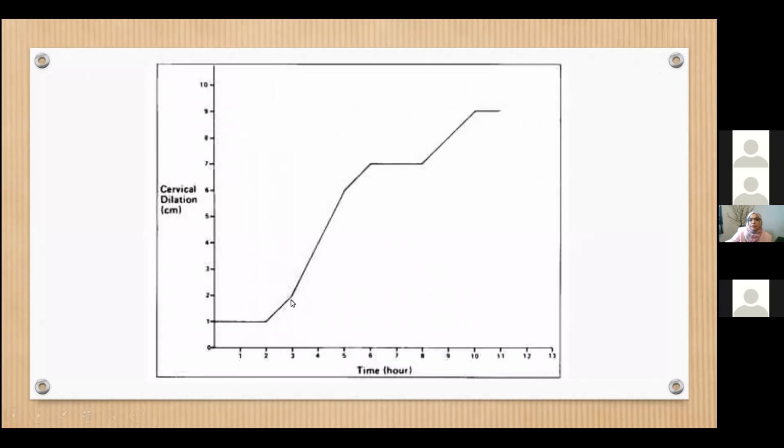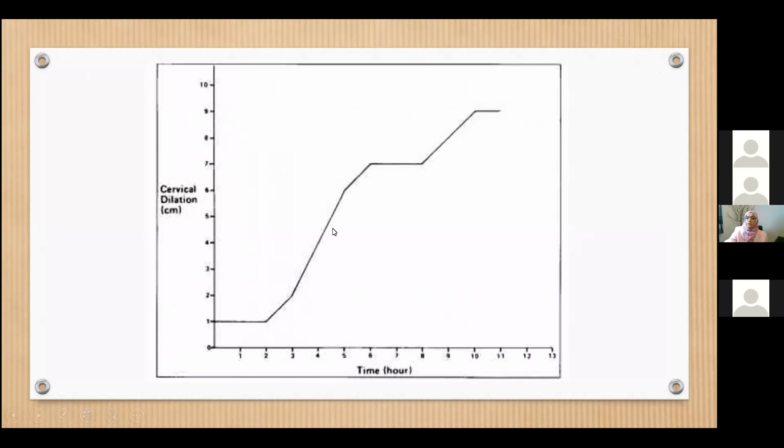Then if you look at this graph, first, what happened here? Somebody came at 1 centimeter. After 7 hours, they were 7 centimeters. And then they remained 7 centimeters for another 2 hours. Another 2 hours, they are okay, 9 centimeters. See, they never reached 10 centimeters.